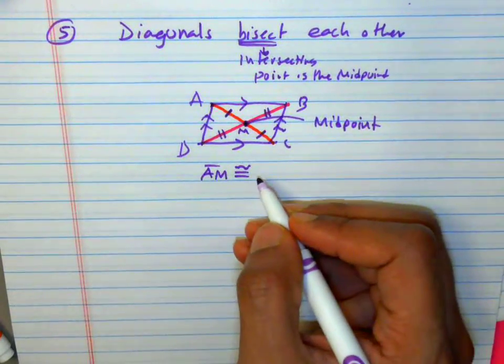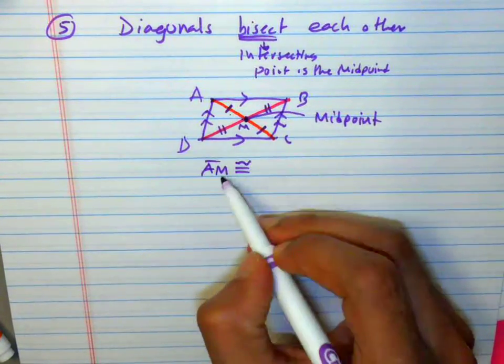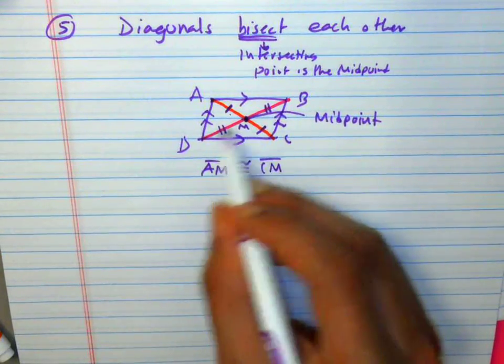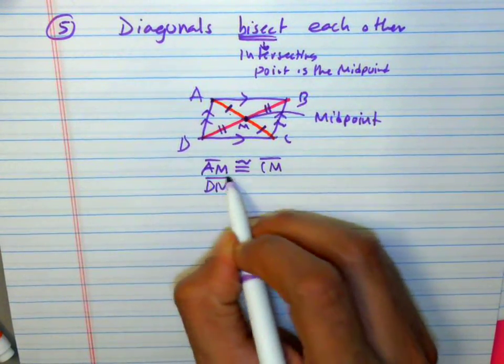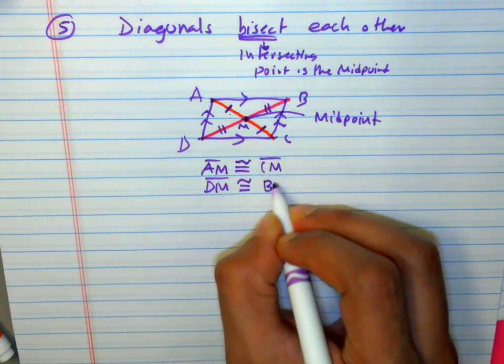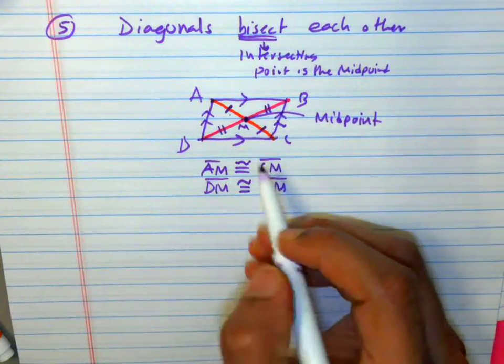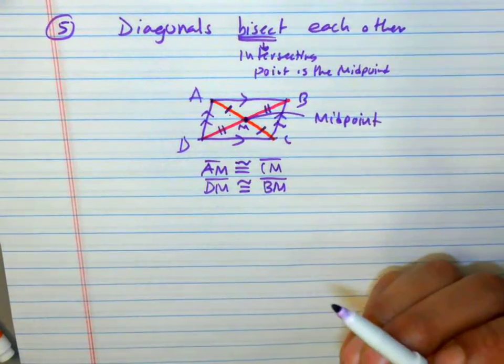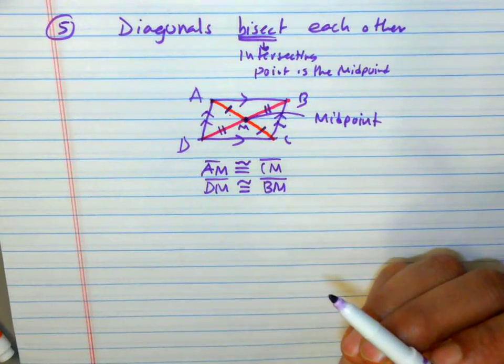Alright, sorry about that. AM is congruent to this side, CM, and this side, DM, is congruent to this side, BM. This is what it means for this to be the midpoint. That's it. So these are the 5 key properties of a parallelogram.